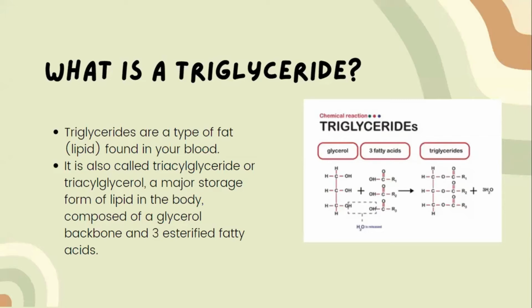So what exactly is a triglyceride? Triglycerides are a type of fat or lipid found in your blood. When you eat, your body converts any calories it doesn't need to use right away into triglycerides. The triglycerides are stored in your fat cells. Later, hormones release triglycerides for energy between meals.